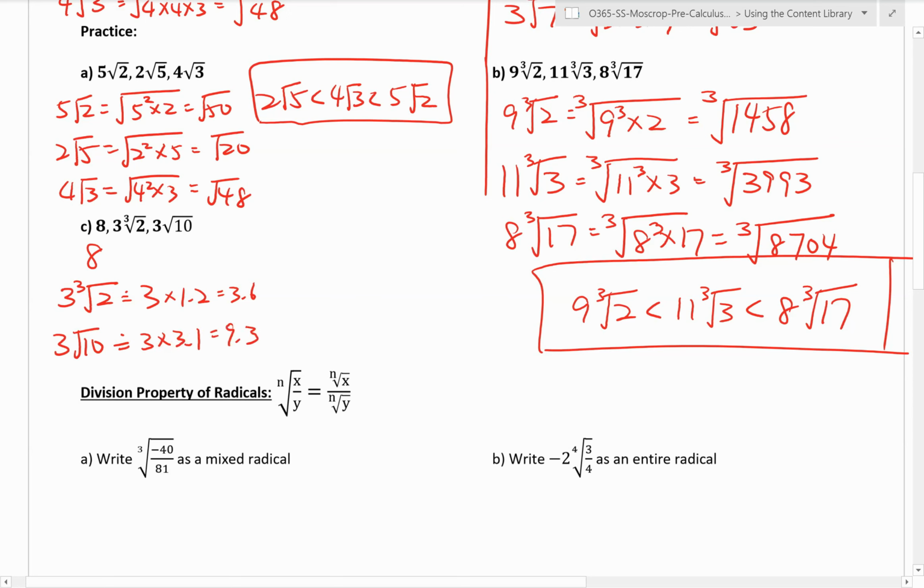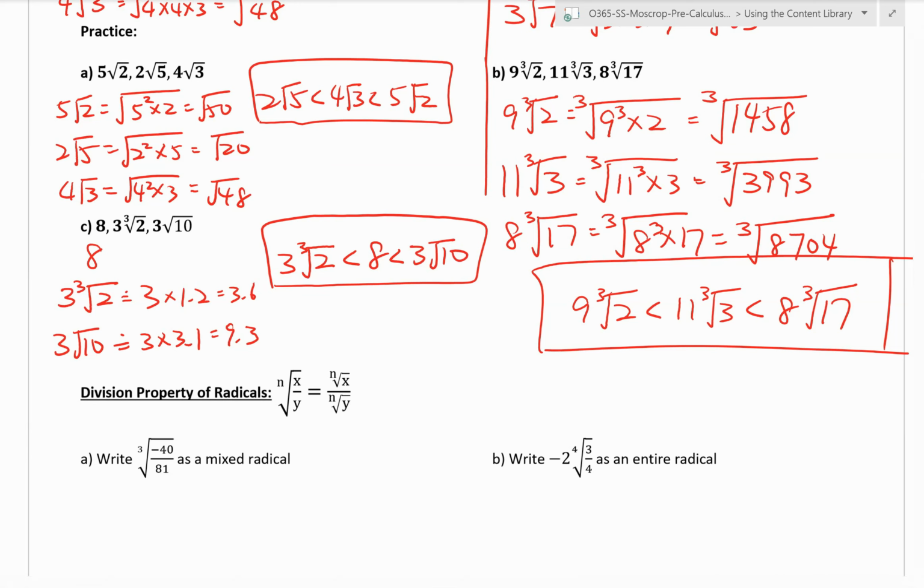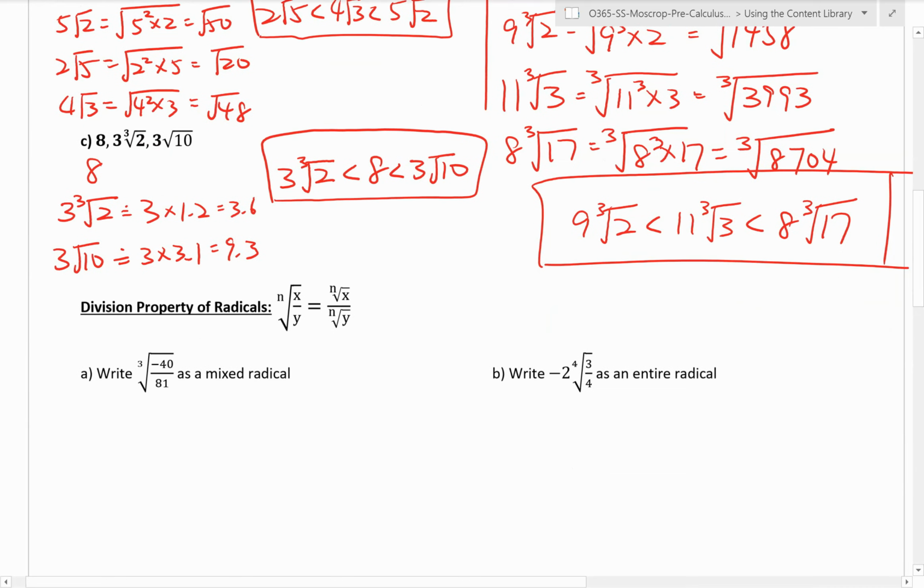Okay, so then I think if you do it this way, it's clear that 3 cube root of 2 is smaller than 8, which is smaller than 3 root 10. So in this case, you can't just compare radicals. You actually need to estimate it, turn the radical into a decimal, and then multiply. You might want to watch that part again if you didn't understand what I was saying. Make sure you understood what I said. Watch it slowly. I think I explained everything there.